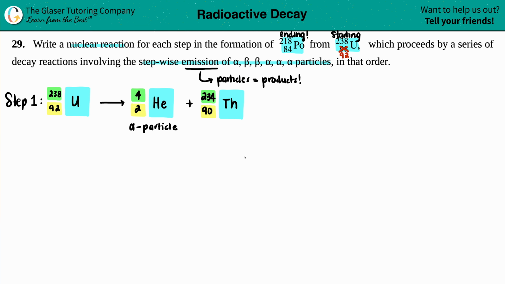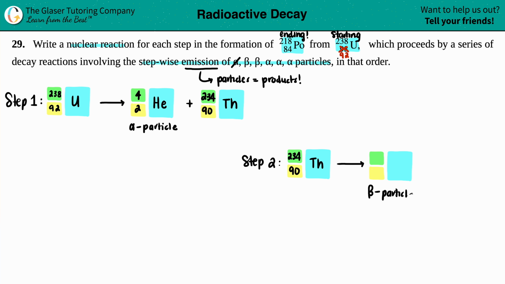Now, we're going to do step 2. Now, from step 2, since this is a step-by-step process, you take your isotope that you just made. So in this case, I'm going to now take my thorium, which had a 234 atomic mass and a 90. The alpha is done. Now we're going to go beta emission. So let's see, what is a beta? So we'll say beta particle.